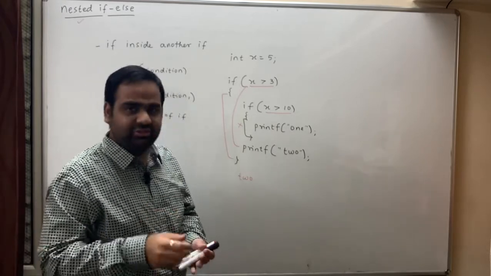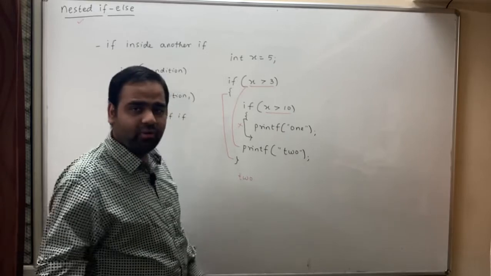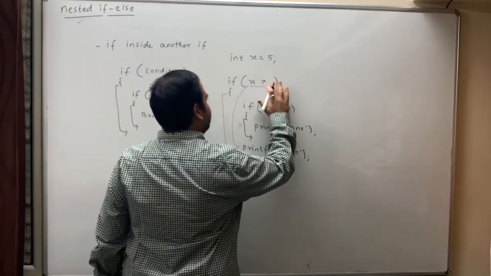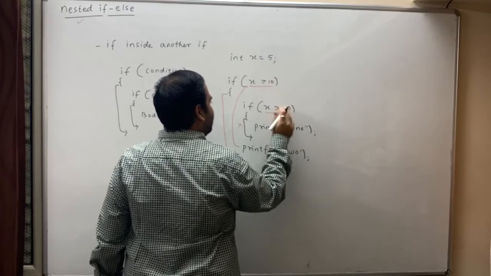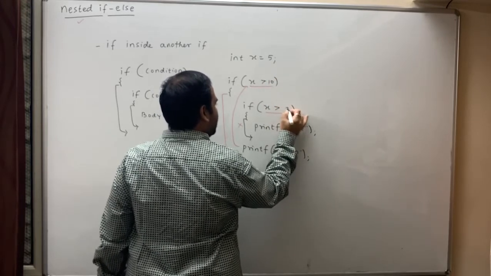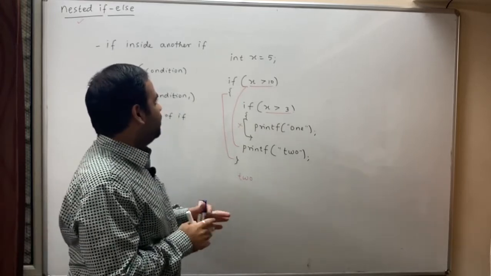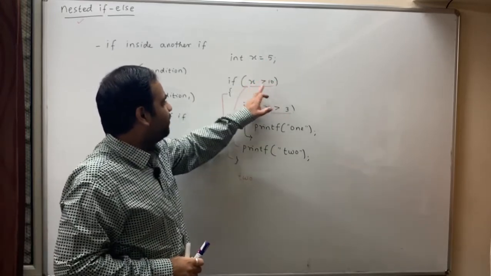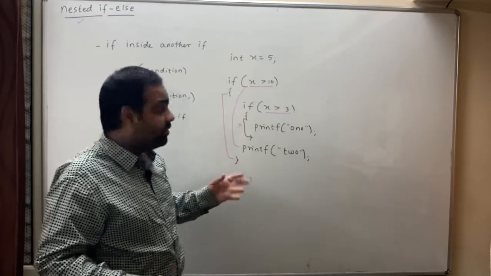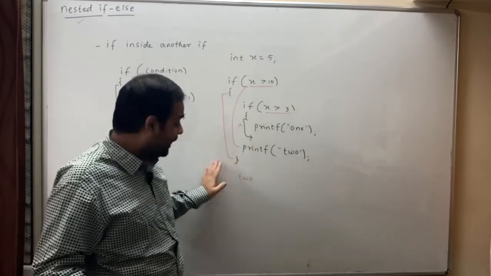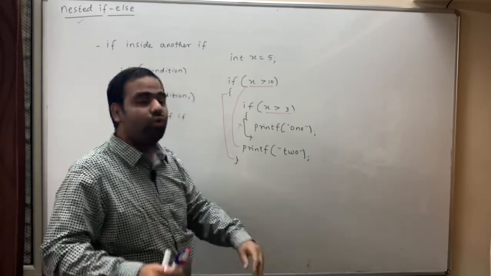Now let us modify it and see how the program will behave. Now if I say x is greater than 10, and here I say x greater than 3. Let us see what will be the output in this scenario. What is the value of x? 5. 5 greater than 10 is false. Since it is false, this complete body of if should not be evaluated, and even printf 2 won't be printed.